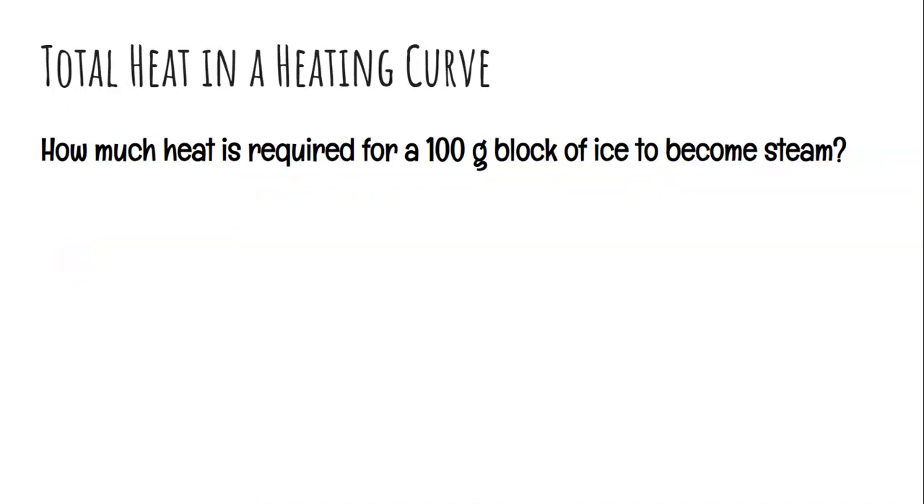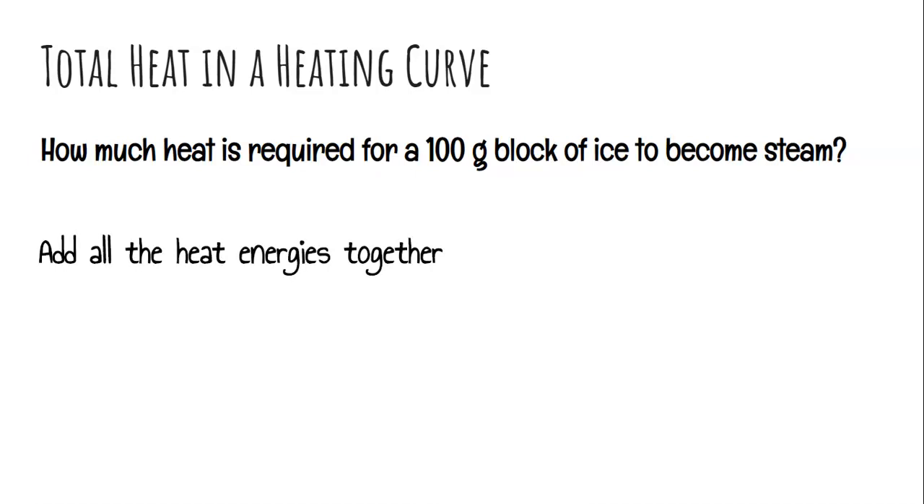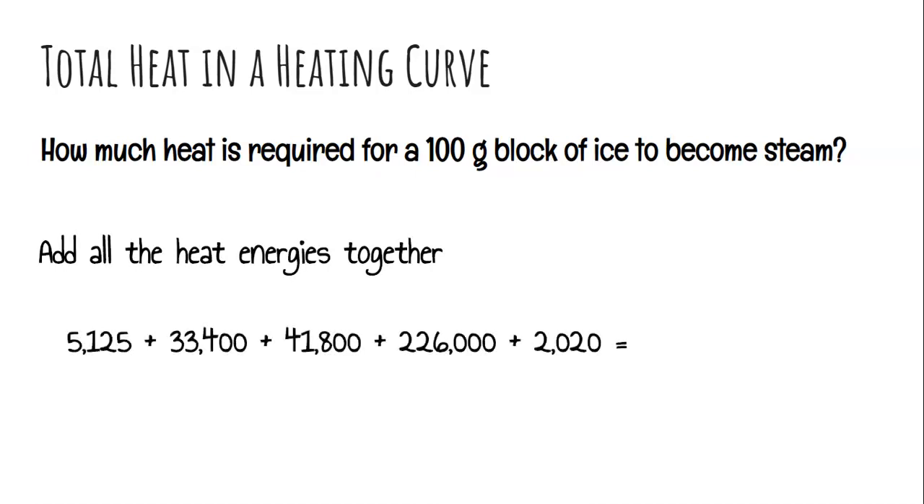Now, I'm going to take all of those calculations and add them together. So 5,125, 33,400, 41,800, 226,000, and 2,020 gives me 308,345 joules. So to raise a block of ice from negative 25 degrees Celsius to steam at 110, it requires that much energy. And that is the math of heat.